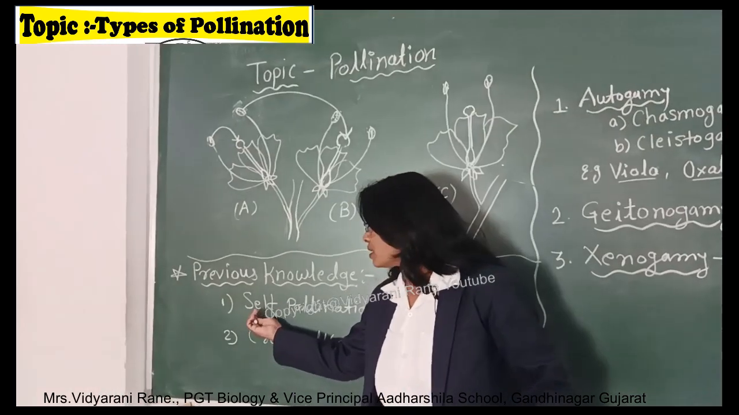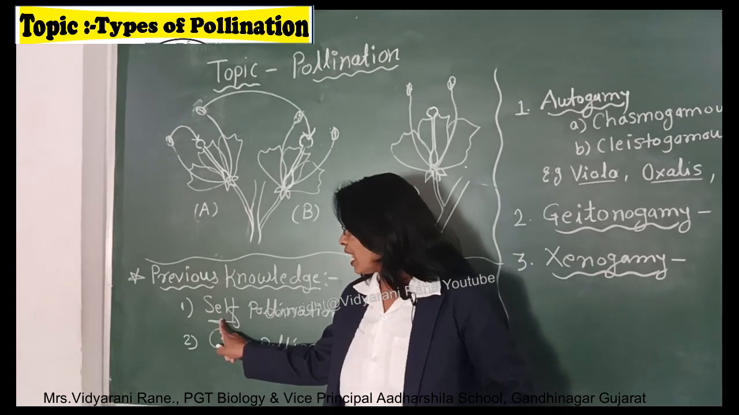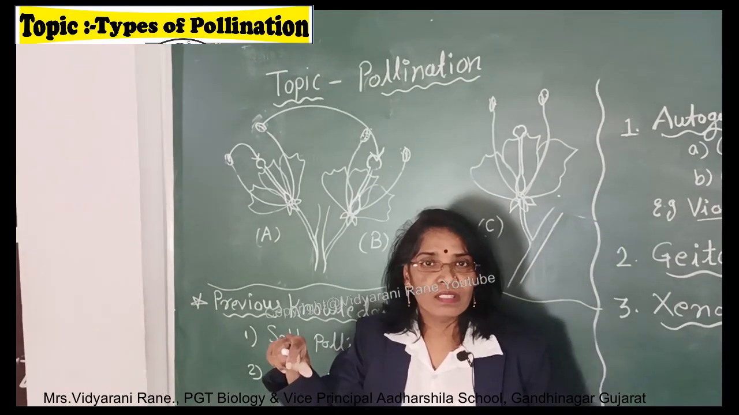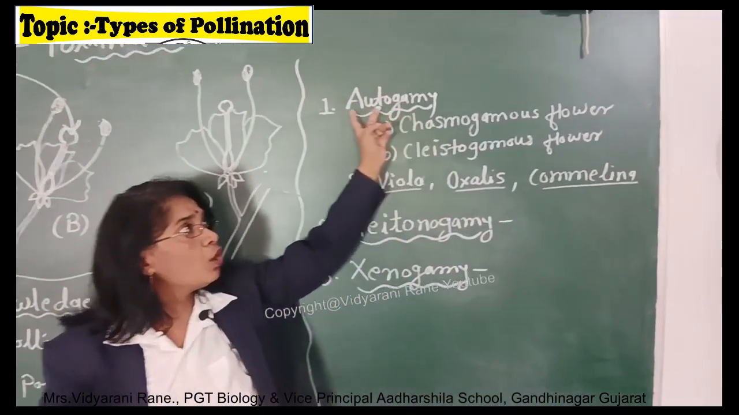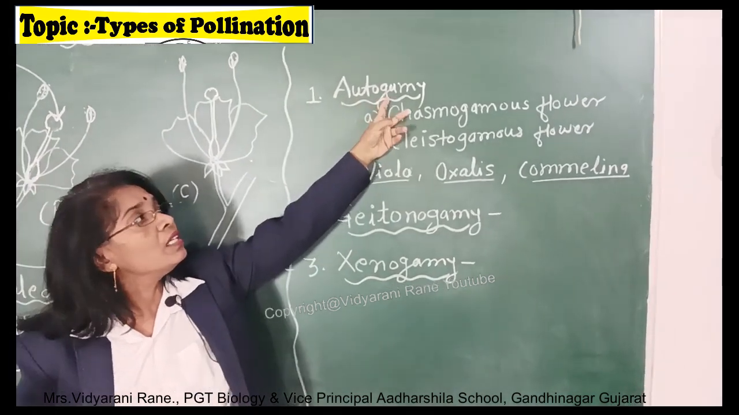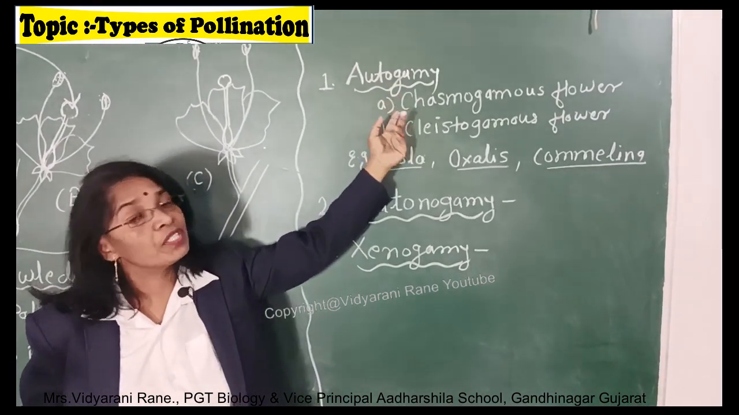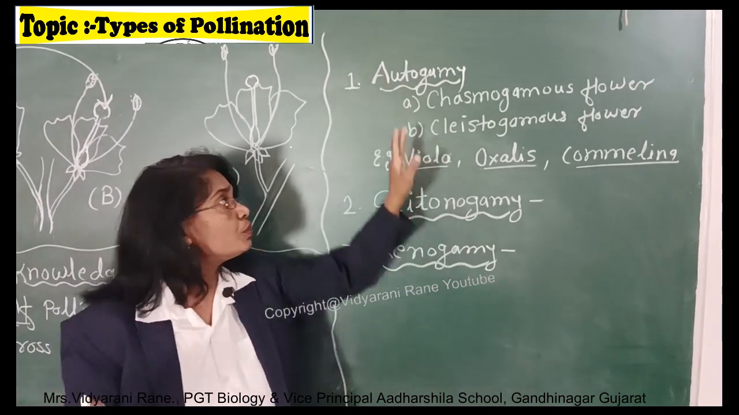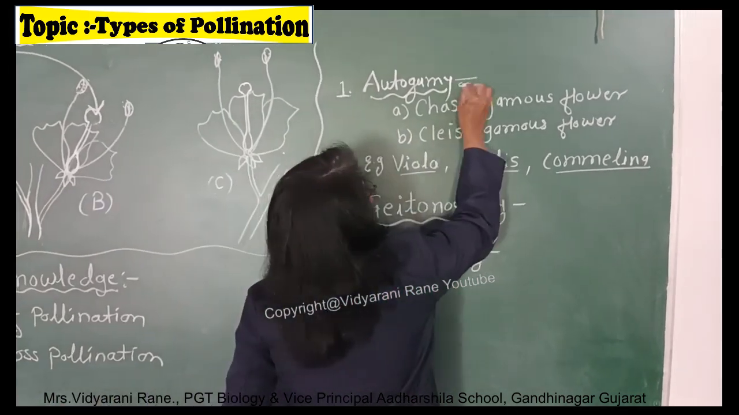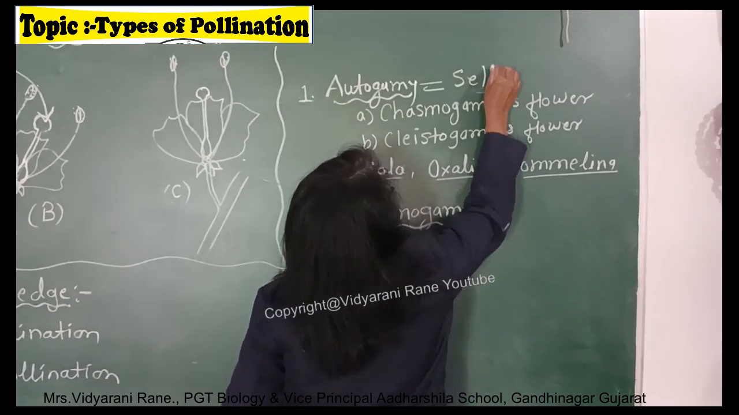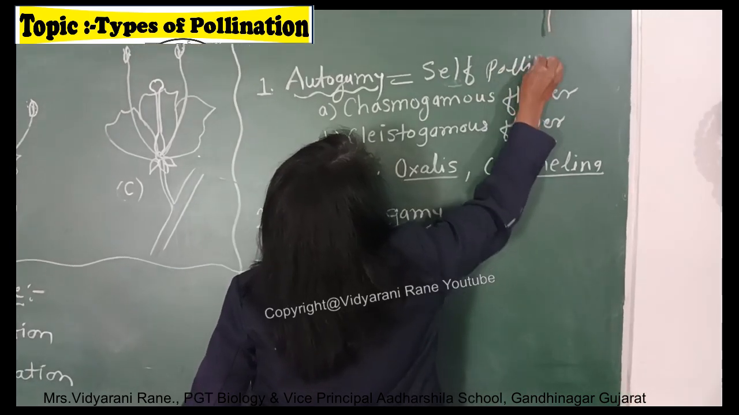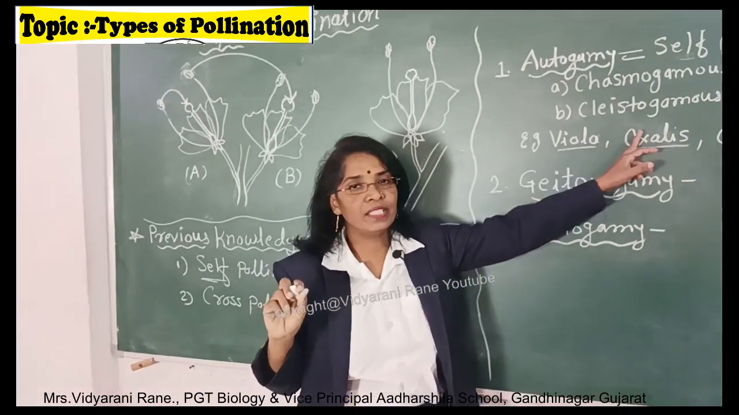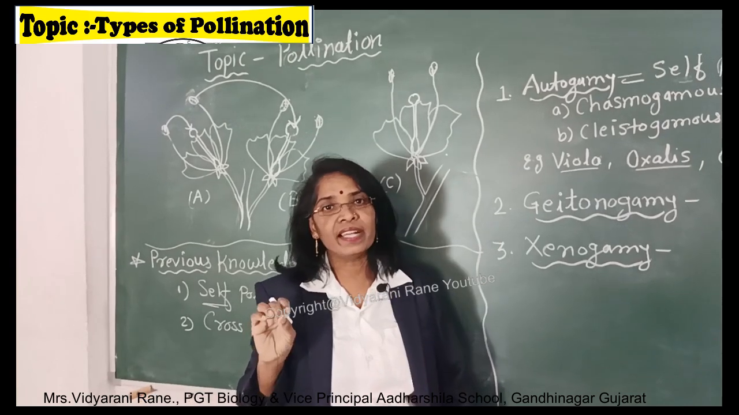However, you have seen here self-pollination. Self means what? The same flower, within the flower. Like the same here, autogamy. Auto means self. Whenever the union of the gametes takes place within the same flower, then it is called autogamy, right? So this is equal to self-pollination. Autogamy is nothing but self-pollination. Now a few points are added here.